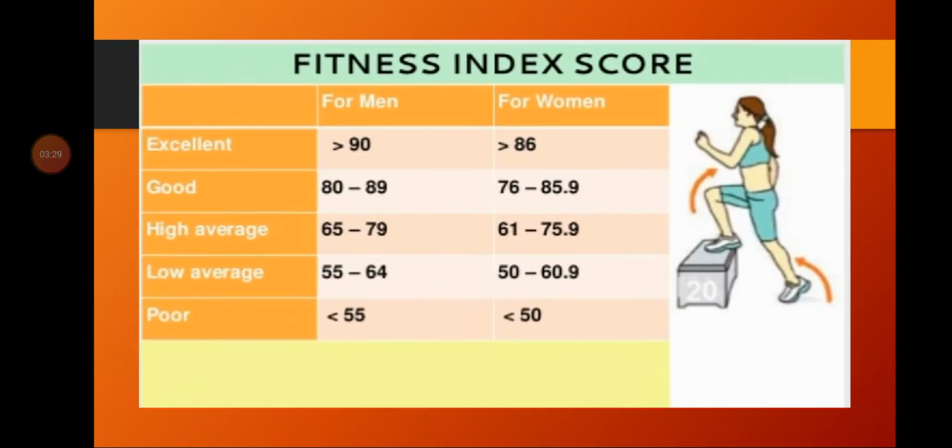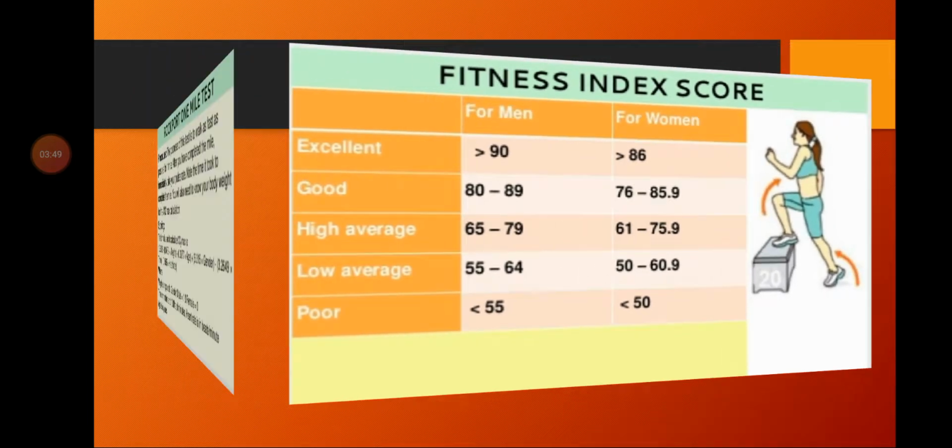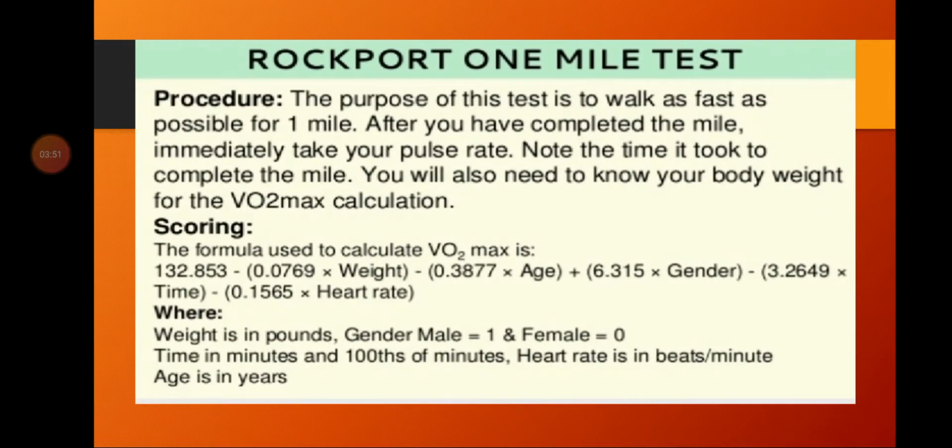Then about the fitness index score. The excellent ratio for men comes above 90 and the poor category comes below 55. For women it is 86 for the excellent category and for the poor it is below 50. Then the second one is Rockport 1 mile test.